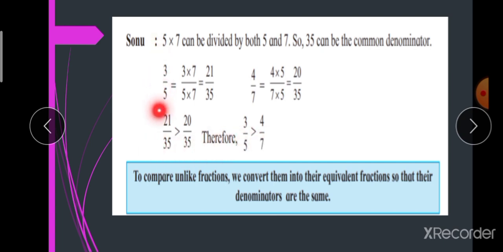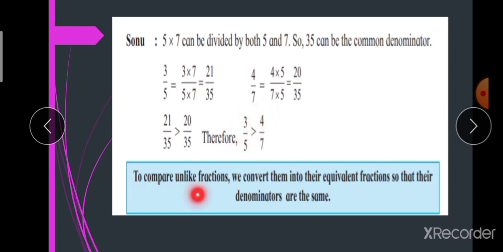Then it will be easy to compare both of them. So we will multiply the first fraction 3 upon 5 by 7 in the numerator and the denominator, and therefore we get the answer as 21 upon 35. In the same way, 4 upon 7 is the second fraction. We multiply the numerator and denominator by 5, so we get the answer as 20 upon 35. Now, since the denominators are same for 21 upon 35 and 20 upon 35, when we compare them, 21 is greater than 20, therefore 21 upon 35 is greater than 20 upon 35, or I can say 3 upon 5 is greater than 4 upon 7.